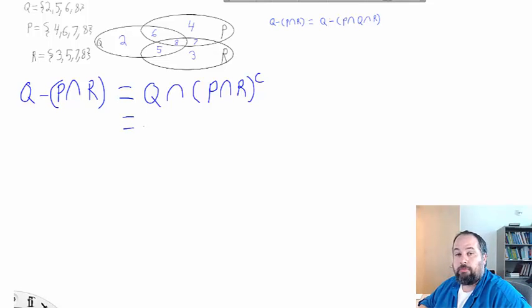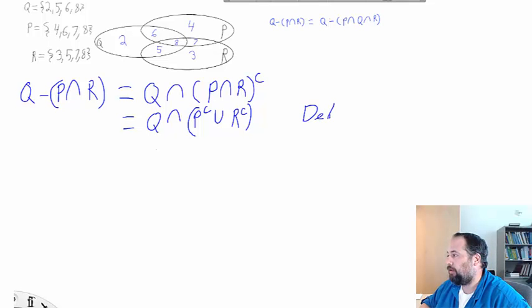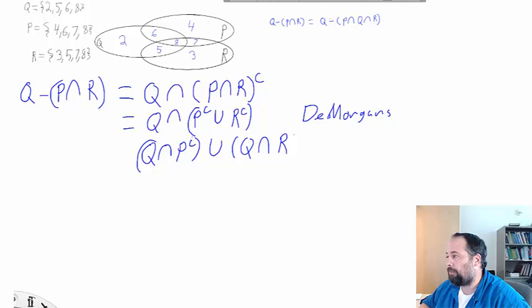We can then apply De Morgan's rule, and we'll get Q intersection (P complement union R complement). Then, whenever I see something like this, I should write over on the side, De Morgan's law. My instinct when I get to this point is always to distribute it. So I'll get Q intersection P complement unioned with Q intersection R complement.